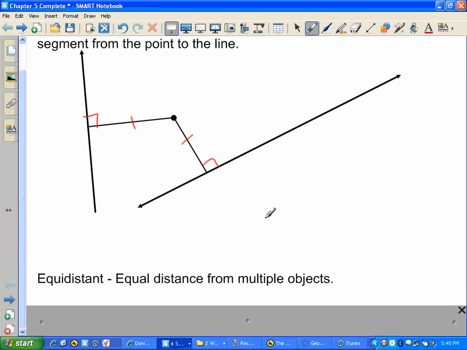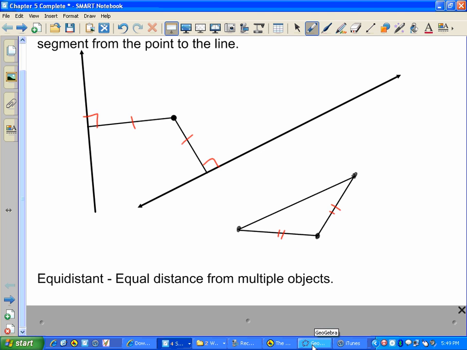To be equidistant from 2 points, let's say I've got 2 points on here. If I want a point that's equidistant from those 2 points, then it's got to be the same distance away. So if this point's going to be equidistant, it's got to be the same distance from that point as it is to this point. So these would have to be congruent. That's how you're equidistant from 2 points. So equidistant from 2 lines means the perpendicular segments are congruent. Equidistant from 2 points means the segments connecting are congruent.